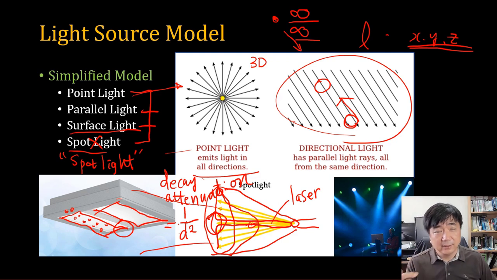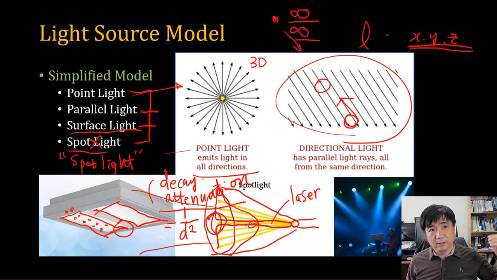But theoretically or ideally, in the case of a spotlight or point light, the energy is inversely proportional to the distance squared. It is a very simplified mathematical model, so it is possible to decay with distance. Sometimes we need to consider the distance from the object surface to the light source to decide the energy reaching the surface.